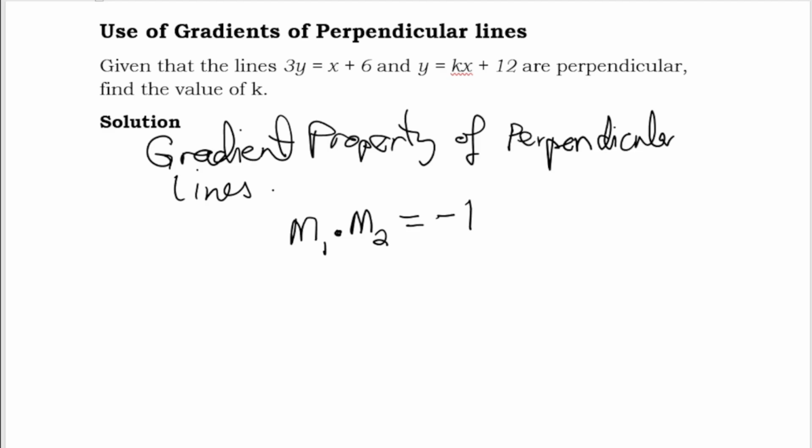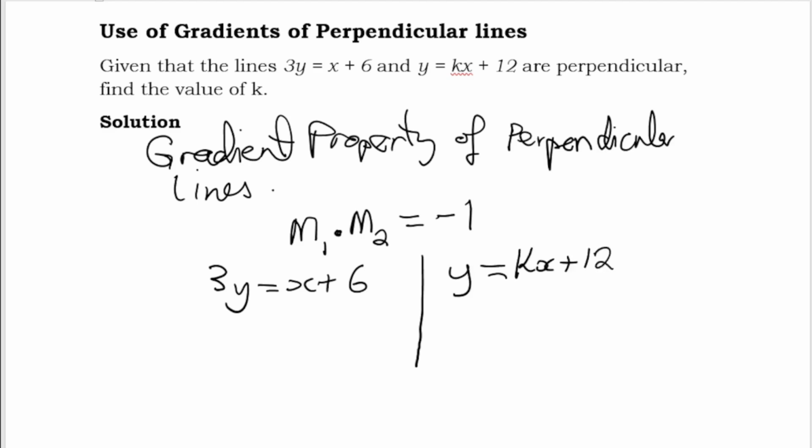We are given 3y is equal to x plus 6, and on the other side, y is equal to kx plus 12. We are told these two lines are perpendicular. Now, the second line is written in standard form, and therefore we can say m2 is equal to k, because that's the gradient. But the first one is not written in standard form, so we need to write it in standard form. How do we do that?